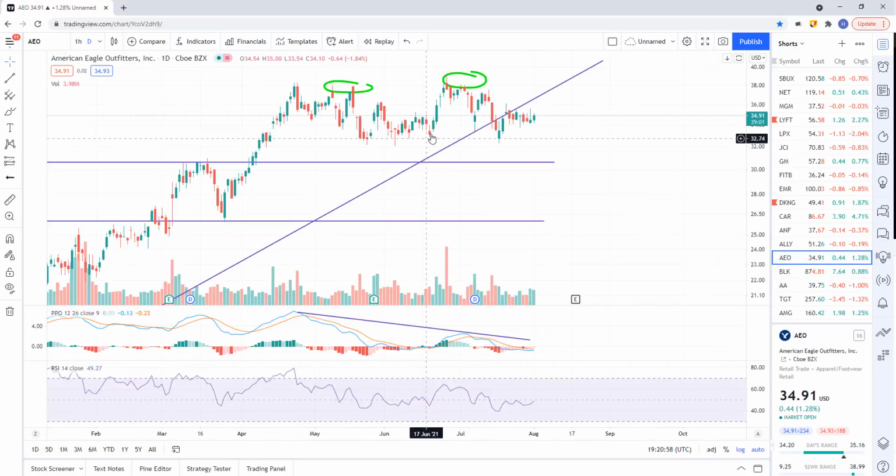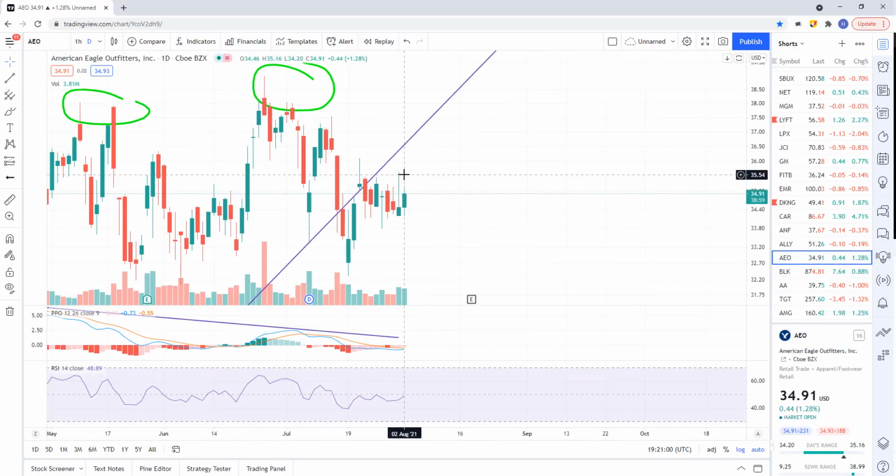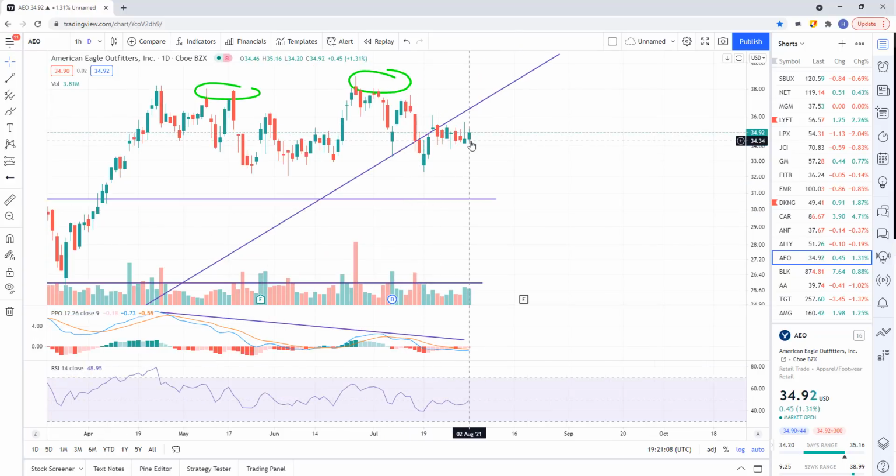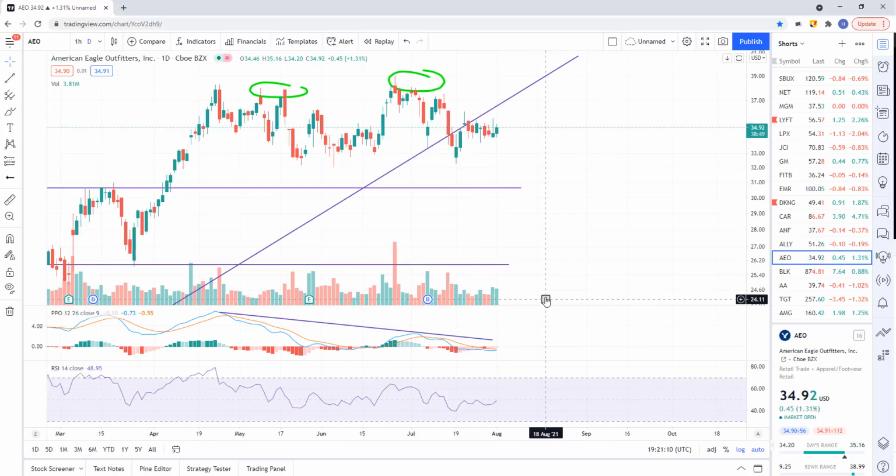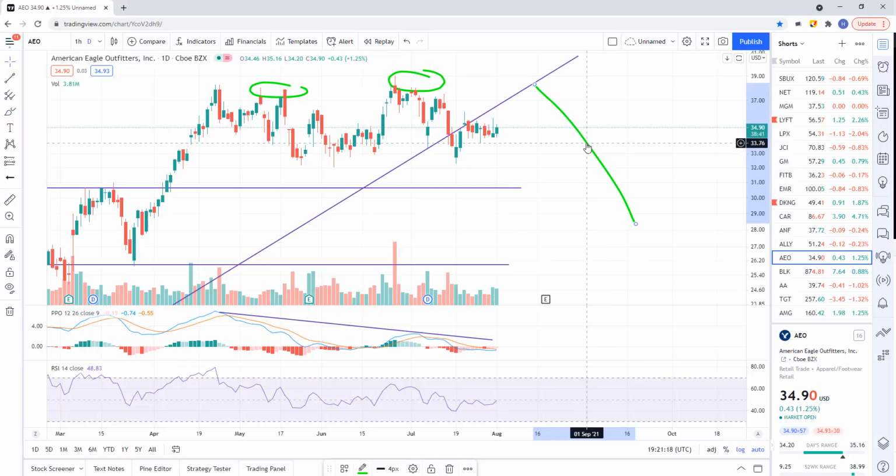AEO, same thing. We've just drifted sideways over the last week. The market didn't want to go anywhere due to the FANG stocks. It wanted to see what those FANGs are going to do. So this thing's just still drifting sideways. We have earnings coming up, so maybe we'll drift sideways. They'll pop it into earnings up to resistance, and then it'll sell down. That's completely possible. But I still like this short.